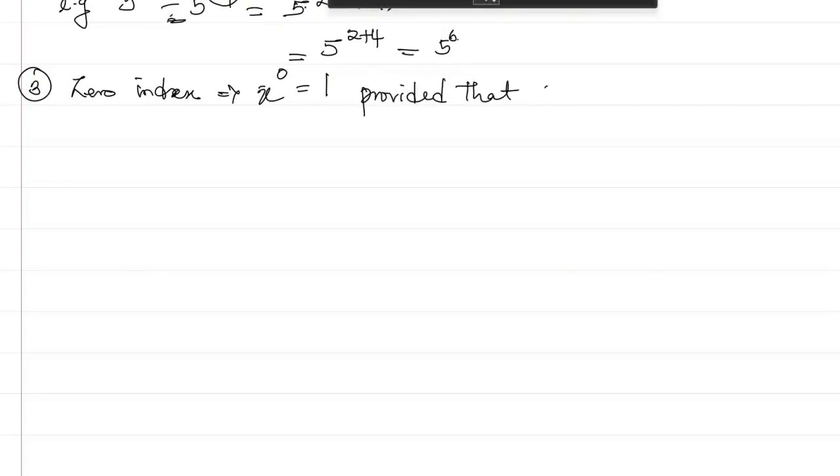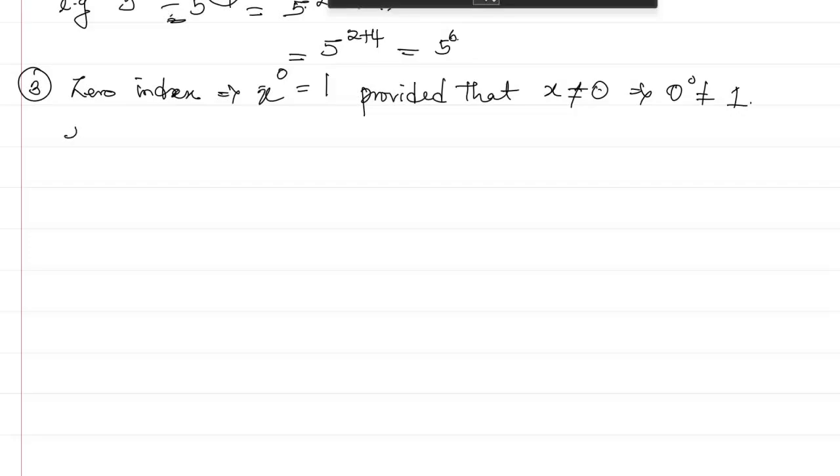that x is not equal to 0. So what I'm saying, this implies that 0 raised to the power of 0 cannot give you 1. But every other number, like minus 1, 2 raised to the power of 0, it will work perfectly, provided that x is not 0. Even if x is a fraction, it will still work.